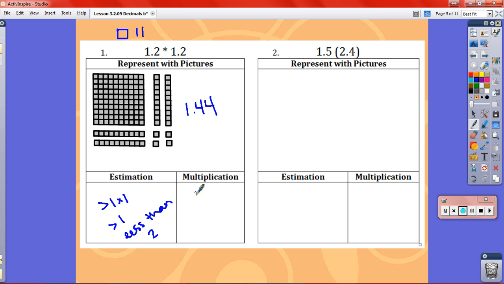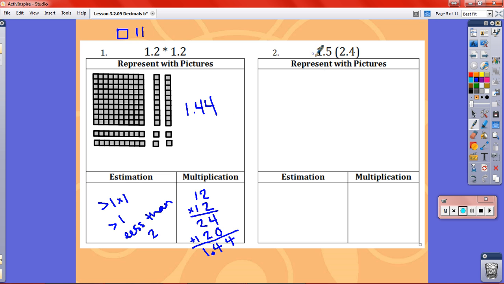And then when I multiply, I get 2 times 2 is 4, and so on, then add. Okay, and where does the decimal belong? Because it's not 12 times 12, it's not 144, it's 1 and 2 tenths times 1 and 2 tenths. So the decimal belongs right there, 1.44.